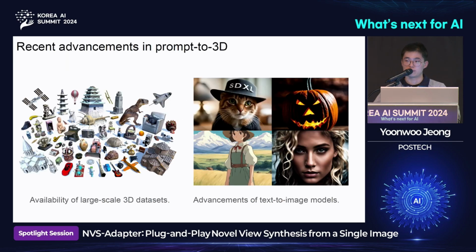I'm pretty sure that the people here are already aware of the recent advancements in text to 3D or text to image. Starting from prompt to 3D, there were large developments of both datasets and text to image models. For example, Objaverse has recently been proposed, so large-scale 3D datasets are currently available. And after the appearance of Stable Diffusion, there have been lots of models like Stable Diffusion XL and other variants.